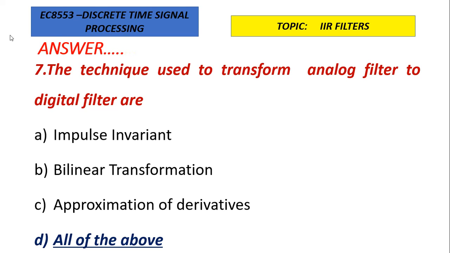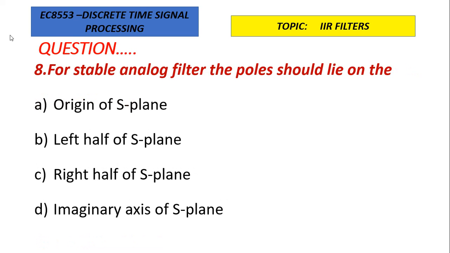We are using the impulse invariant method, the BLT method, as well as the approximation of derivative method to transform analog filter to digital filter. Next, for a stable analog filter, the poles should lie on dash.